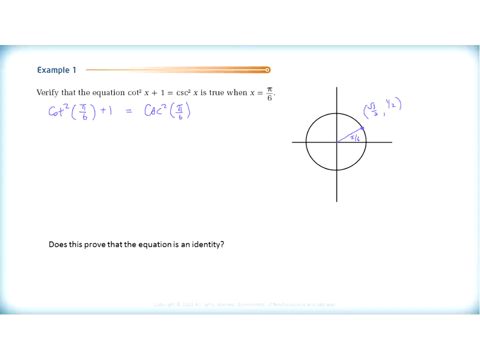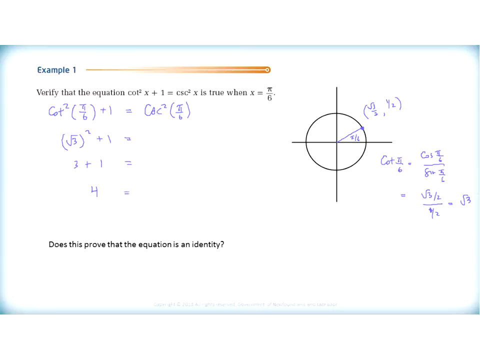Cotangent is equal to cosine over sine. So the cotan of pi over 6 is equal to the cosine of pi over 6 divided by the sine of pi over 6. The cosine of pi over 6 is root 3 over 2, divided by the sine of pi over 6, which is 1 over 2. If I divide those two, I'll get an answer of root 3. The cotan of pi over 6 is root 3. Of course, this is cotan squared of pi over 6, which is really this root of 3 squared plus 1. The root of 3 squared is 3 plus 1, which is 4.